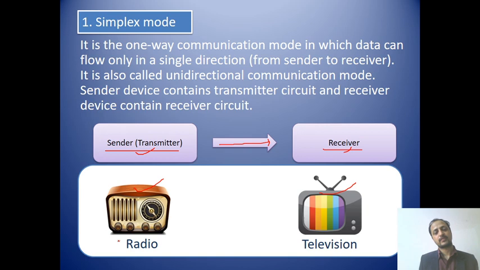In radio, the radio broadcasting corporation broadcasts the signal, and the radio device always receives the signal. The radio stations have transmitters through which the radio signals are transmitted, and the radio can only receive the signals. So this is an example of simplex mode, only one-way data communication. Another is television, very similar to the radio. It is also a simplex mode.